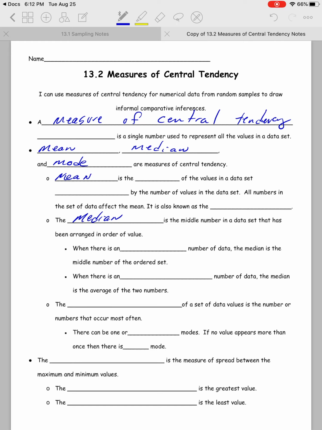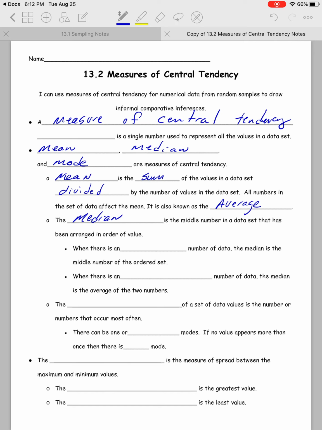Now the mean is the sum of the values in a data set divided by the number of values in the data set. It's also known as the average. So the mean is the average of your data. If you have 5 numbers, you would add all those numbers up and then divide by 5, and your result would be the average or the mean.